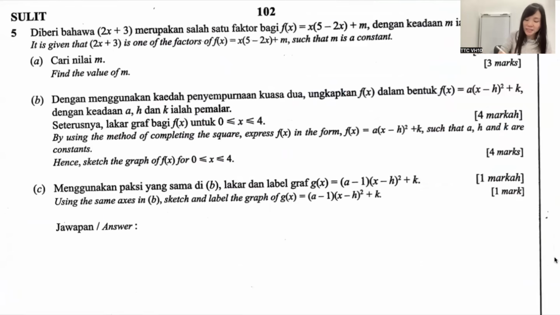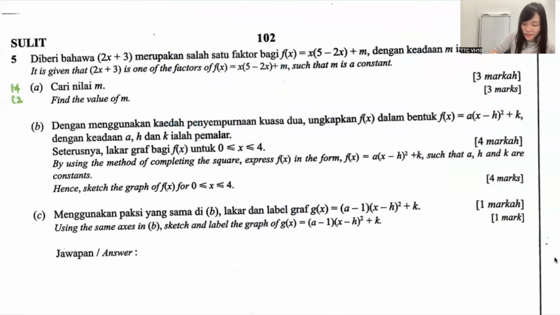Okay. Question 5: given that 2x plus 3 is one of the factors of this one, such that n is a constant. Not sure whether you can feel it, but I think this is Form 4, Chapter 2. Form 4, Chapter 2 only has this word factor. You know what is factor, my dear? Factor is not roots. Roots is x. This is factor.